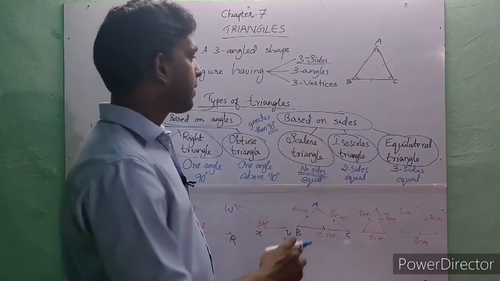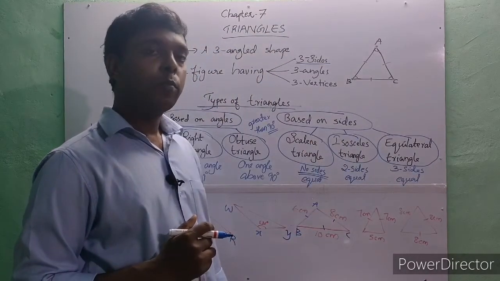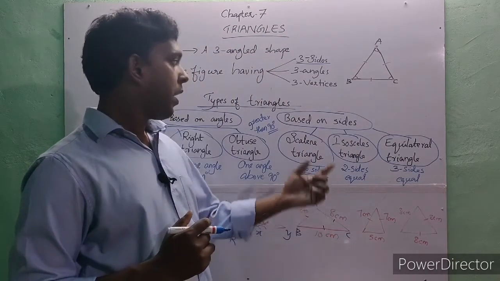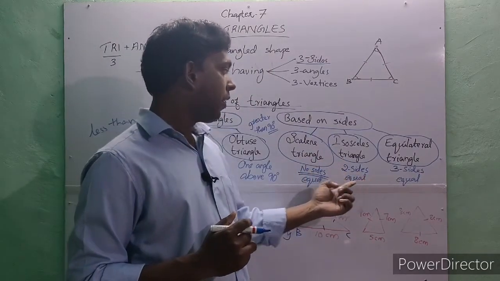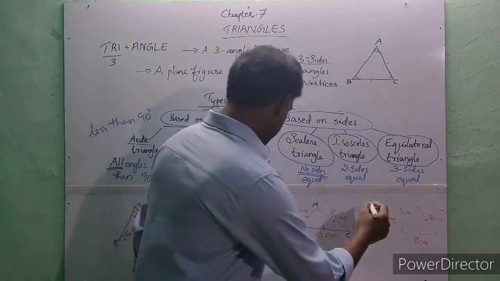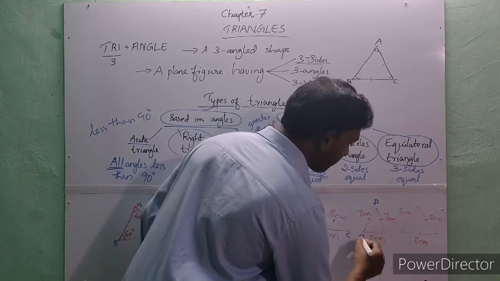Now let's look into the second category, that is the isosceles triangle. What do you mean by an isosceles triangle? An isosceles triangle is a triangle whose two sides are equal. Look here. Again, let me name it PQR.